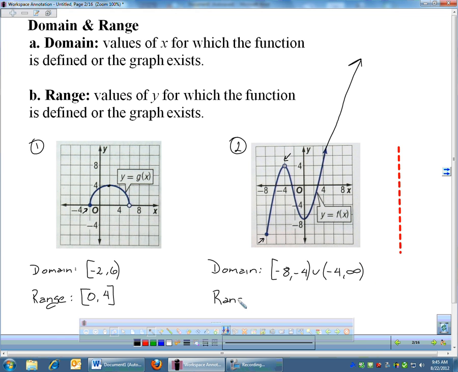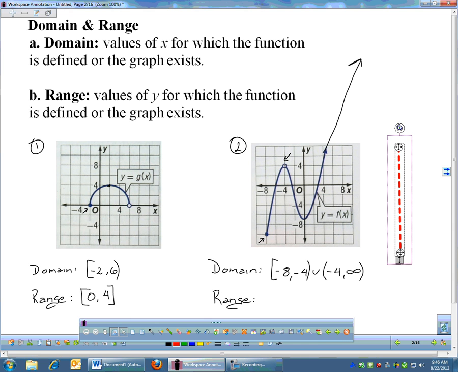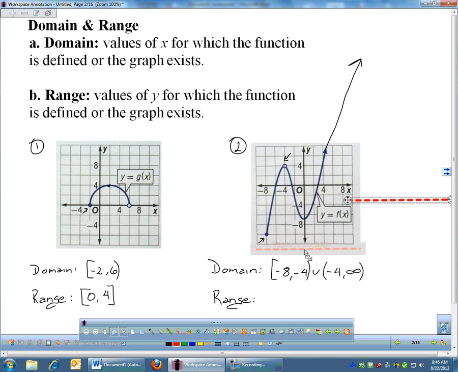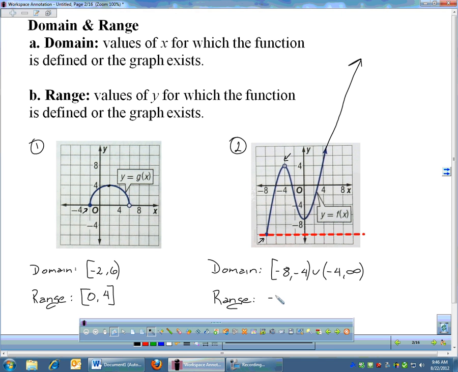Okay, so now let's look at range. Range, remember, that's y-coordinate, so I've got to think with a horizontal line. I'll go horizontal, and I'll drag that horizontal line up, and I start touching my graph right down here. And remember, that's y-coordinates. The next one would be -10. So I'm starting at -10, and my graph actually does exist there. So my range starts at -10.